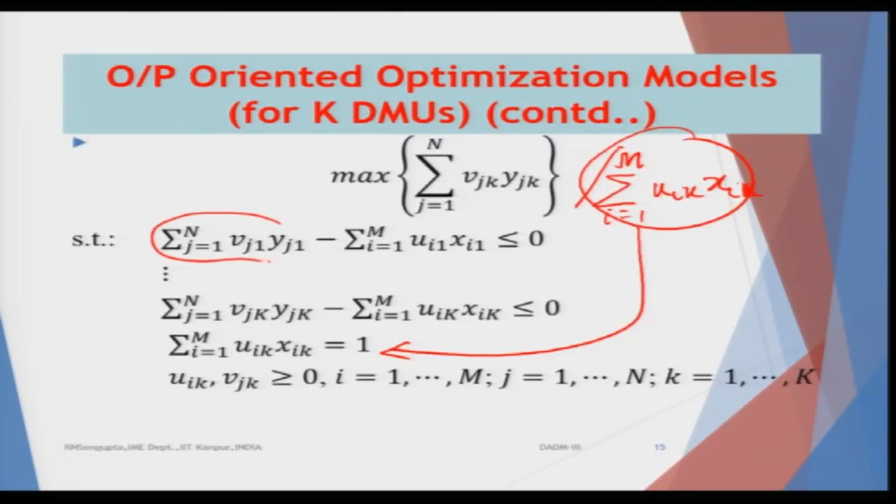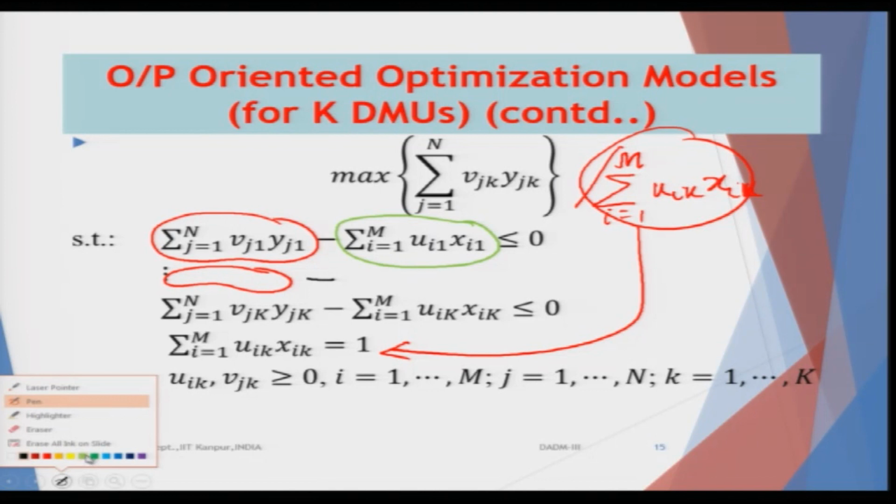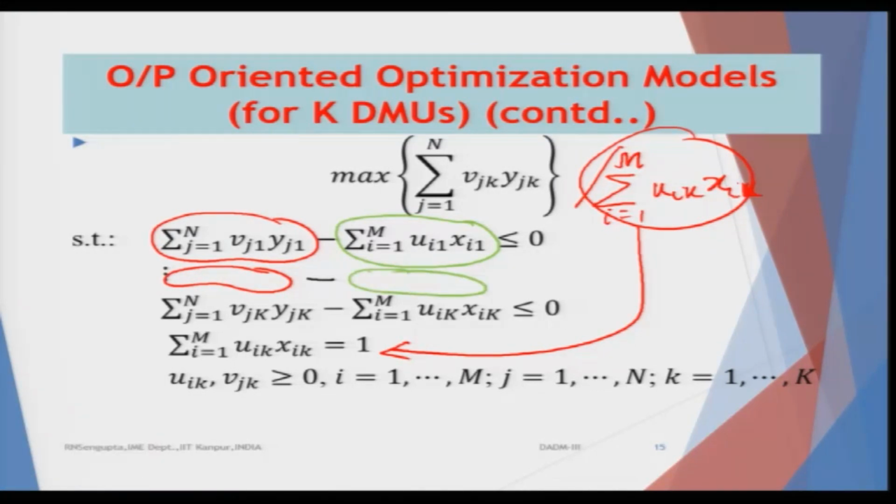The bundle of outputs, the bundle of inputs. So, there is a minus sign here and less than or equal to 0, because I am considering the efficiency less than or equal to 1. Similarly, in the second constraint, it will be bundle of outputs minus the bundle of inputs is less than or equal to 0.